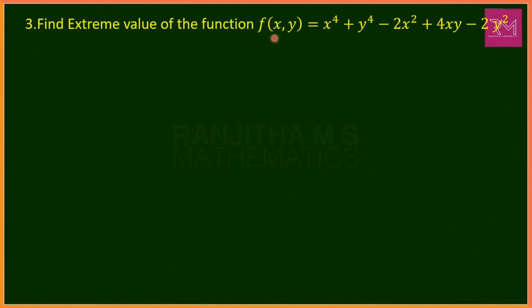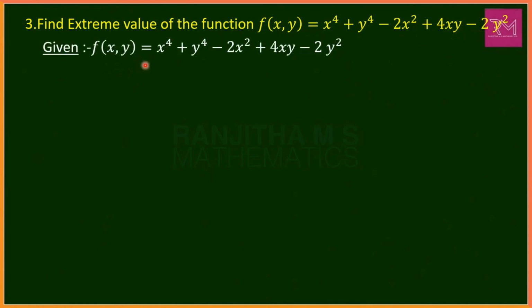Find the extreme values of the function f of x comma y, which is equal to x power 4 plus y power 4 minus 2x square plus 4xy minus 2y square. First take the given function f of x comma y. Here del f by del x means we have to differentiate f of x comma y partially with respect to x. Hence we have to treat y as constant.